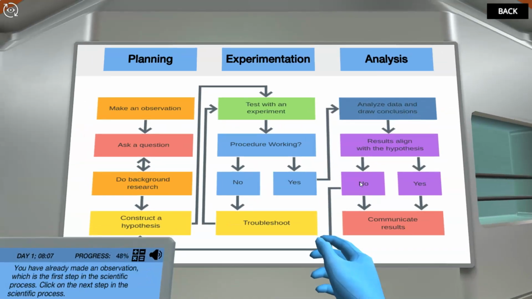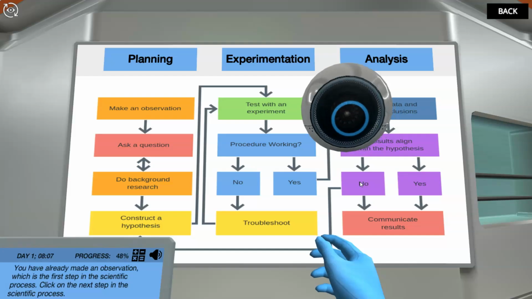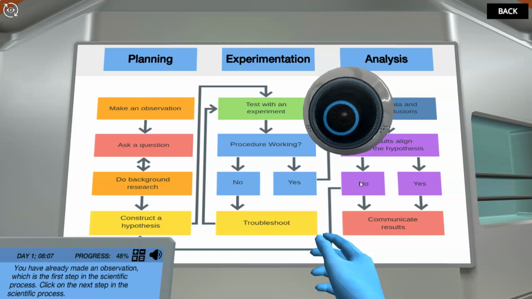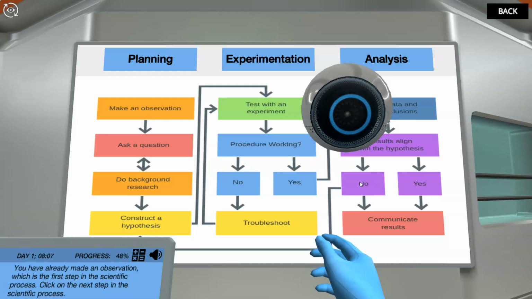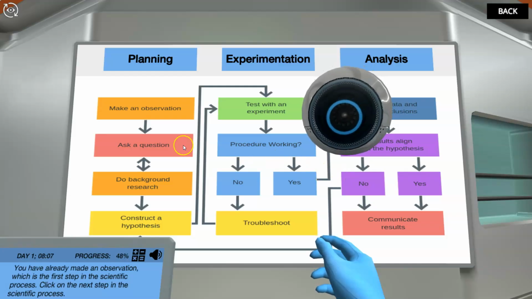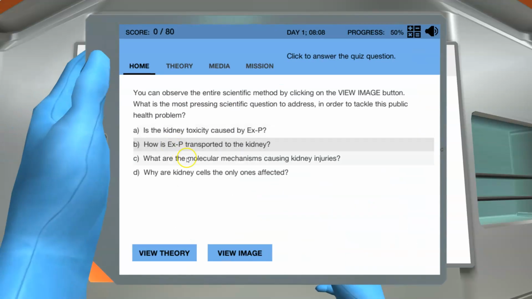You have already made an observation, which is the first step in the scientific process. Click on the next step in the scientific process. You can observe the entire scientific method by clicking on the View Image button.